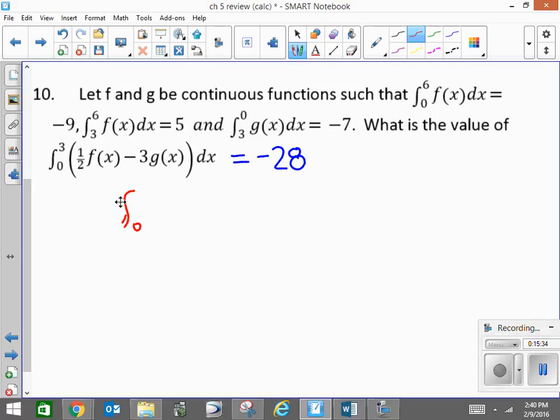You know that the integral from 0 to 6 of f of x equals -9, and from 3 to 6 equals 5. So if you want to find 0 to 3, you take 0 to 6 and subtract 3 to 6, and you have 0 to 3 left. So -9 minus 5 is -14.